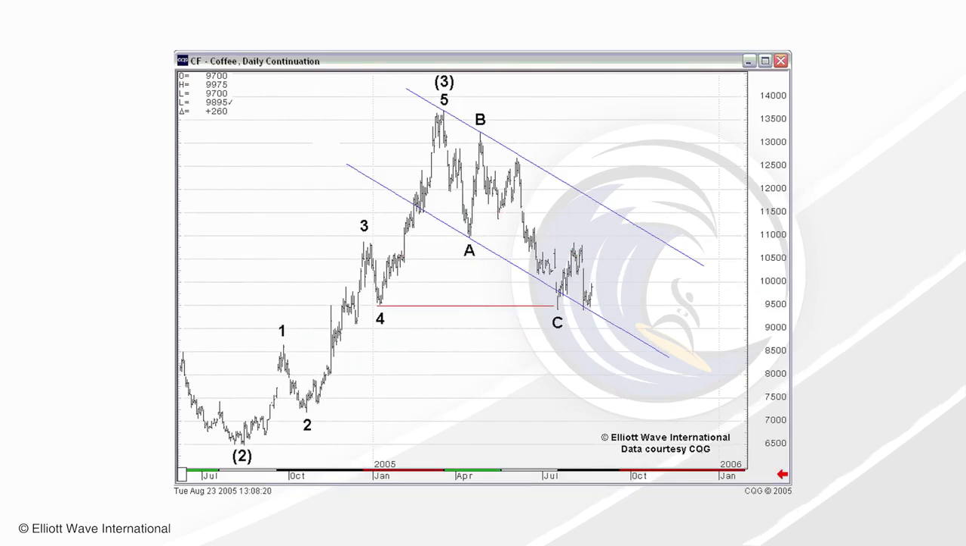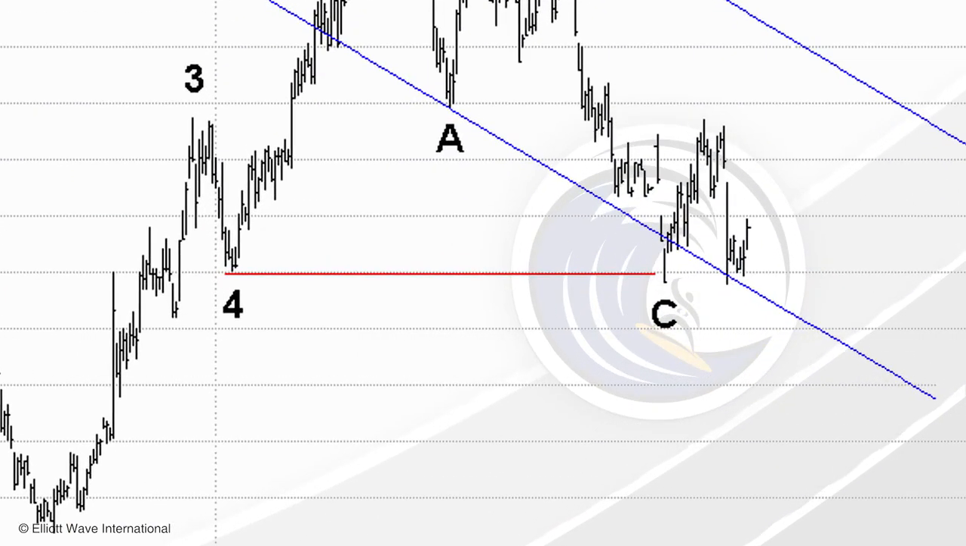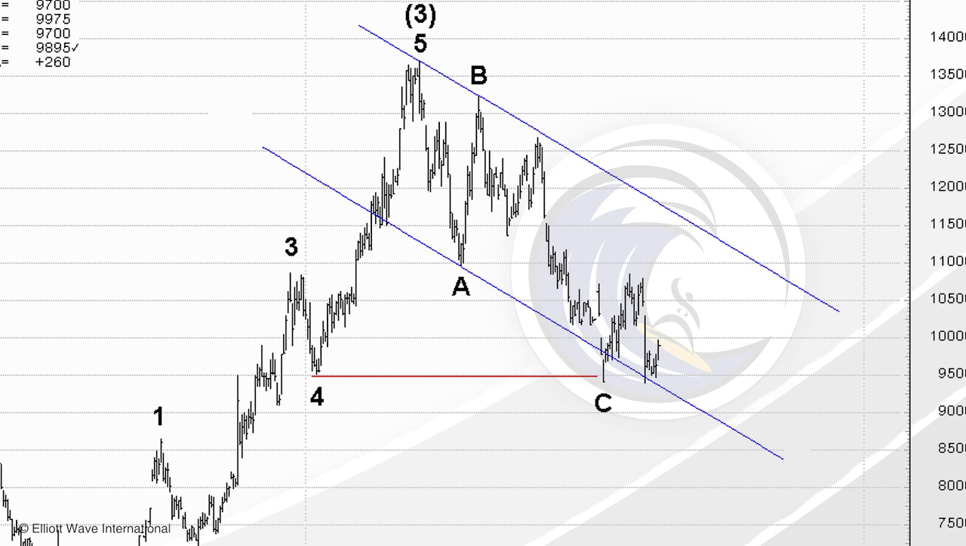In this example of coffee futures, which we had looked at before, we see that I've drawn a line connecting the origin of wave A with the termination point of wave B, and then a parallel line that includes the termination point of wave A. That gives us an estimate for the termination point of wave C. In this case, wave C terminated slightly below the lower trend line of the channel. Notice also it terminated in the area of the 4th wave at 1 lesser degree, which was our guideline of depth.